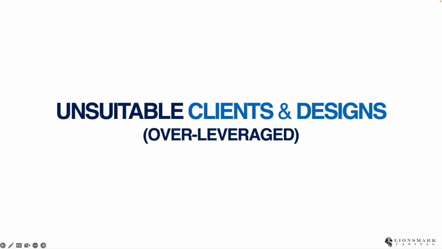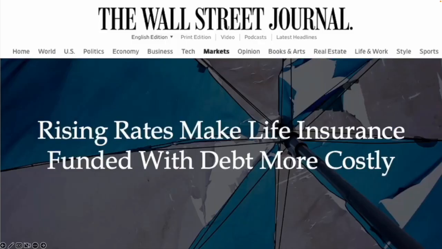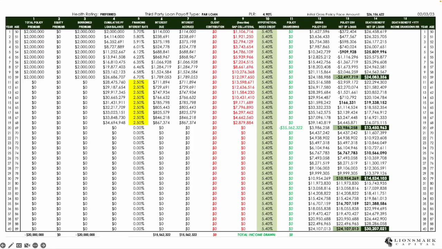The last thing I'll get into here is what I would call unsuitable clients and unsuitable designs. This drives me absolutely crazy. There are firms and designs out there that have given premium financing a bad name because they were extremely irresponsible. This was reported on in the Wall Street Journal as well as Forbes. You can actually Google premium financing lawsuit, Wall Street Journal, or Forbes, and you can read the actual article. The client is accusing the premium financier and the agent of being really irresponsible. Here's essentially my point with these over-leveraged, irresponsible premium financing designs.